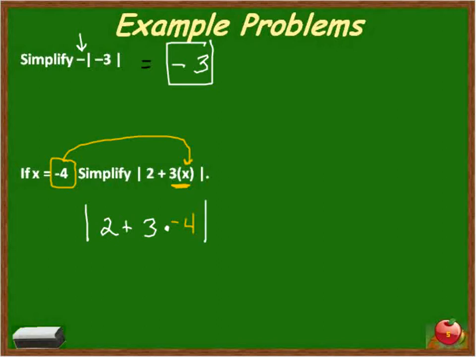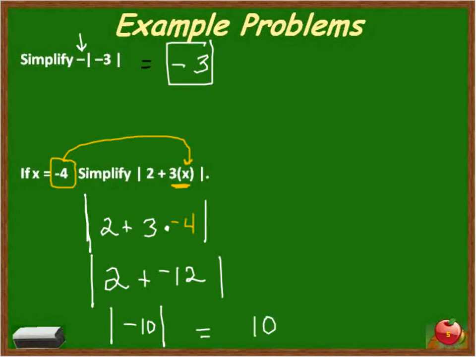Now following order of operations tells me to multiply the 3 times -4 first. So I will have 2 plus -12. So I'm doing the absolute value of 2 plus -12. So that's the absolute value of 2 plus -12 is going to be -10. Opposite signs we subtract, take the sign of the larger number. So that's how I get the -10. Absolute value of -10 is going to be equal to a positive 10 because it's the distance from 0 to -10 on the number line.